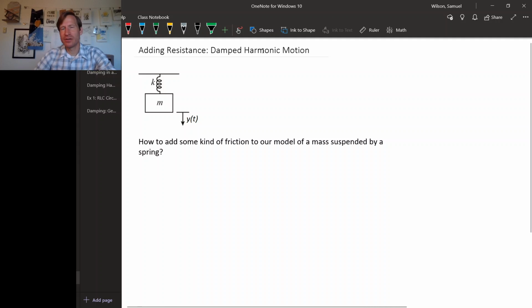When we developed our differential equation to model a mass suspended by a spring, one of the assumptions we made was that there was no friction involved, no air resistance, no energy dissipated by the spring moving around, and that's not very realistic. So one thing that we should do to modify our model is incorporate some sort of resistance or friction.